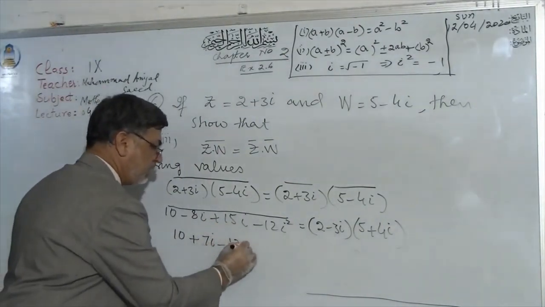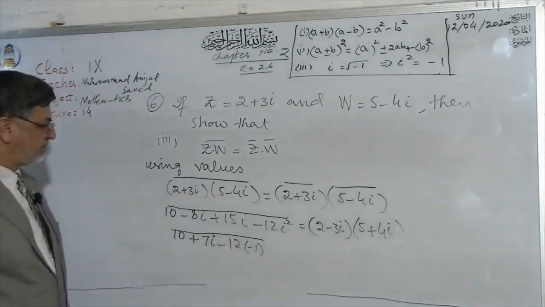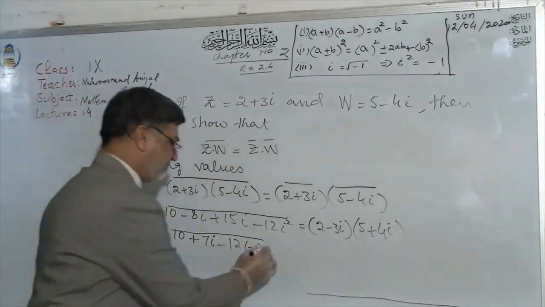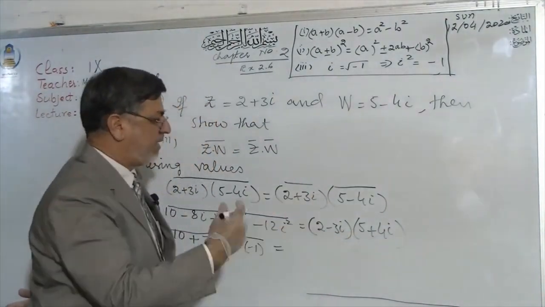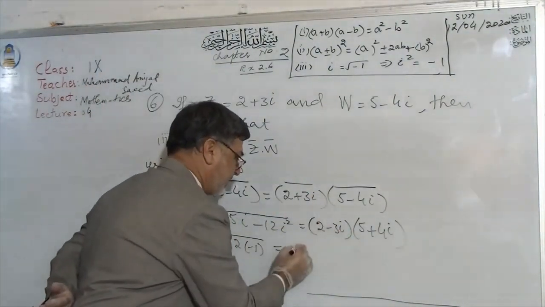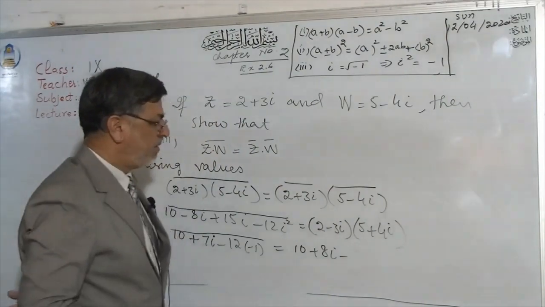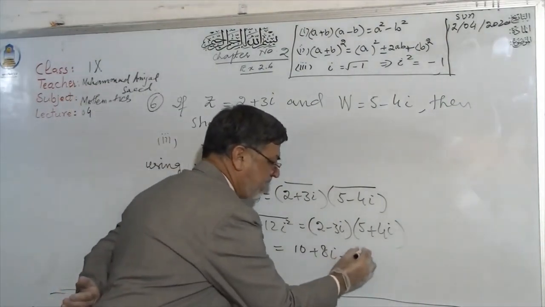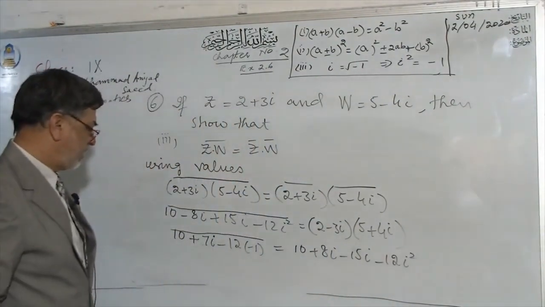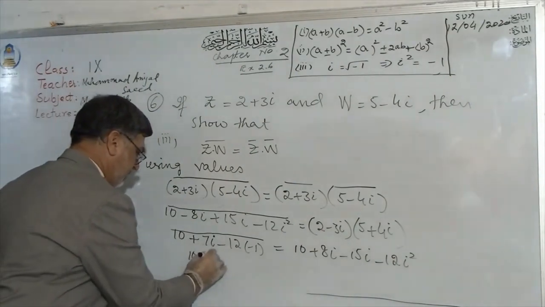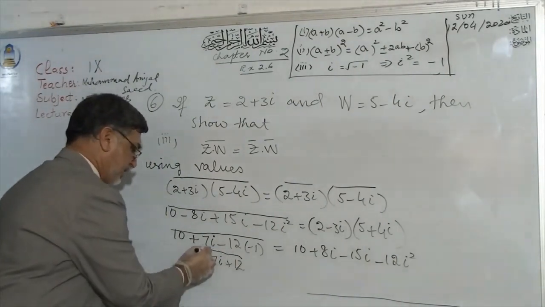Minus 12 iota square is minus 1, and then apply the bar. Here you multiply on the right hand side: take 2 and multiply 1 by 1. That is 2 times 5 is 10, plus 8 iota, minus 3 iota, plus 5 multiplied by minus 15 iota, plus minus 4 times 3 is 12 iota square. Here is 10 plus 7 iota minus 12, rather plus 12, and then the bar.